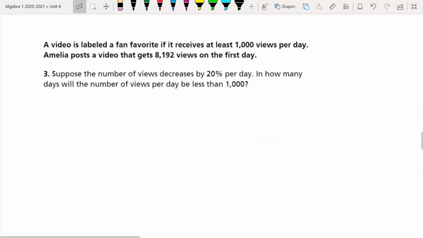So a video is labeled a fan favorite if it receives at least 1,000 views per day. Amelia posts a video that gets 8,192 views on the first day. Suppose the number of views decreases by 20% per day. In how many days will the number of views per day be less than 1,000? Well, you think about it, if it was decreasing by 25%, it took 8 days. So it's probably going to take more than 8 days. So I want you to try this one by yourself. Pause the video and see if you can figure out how many days it will take.